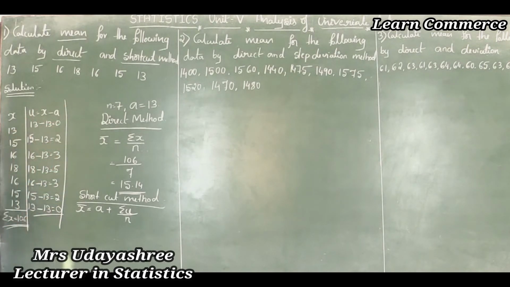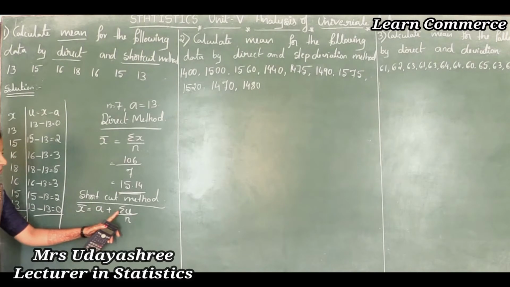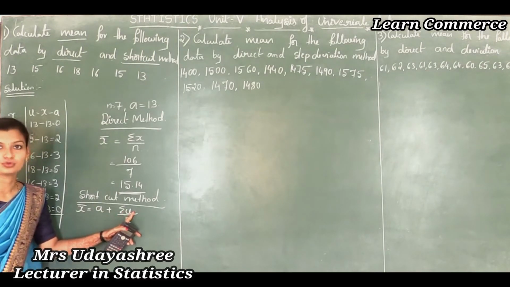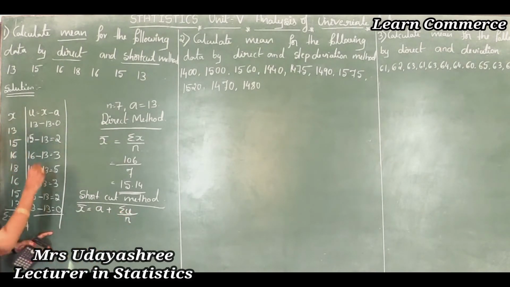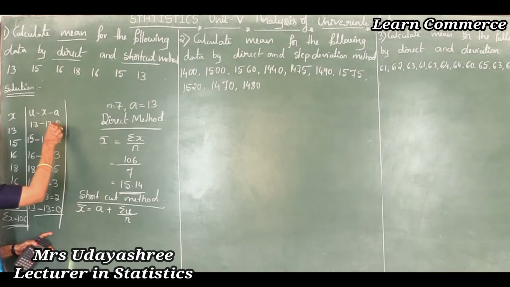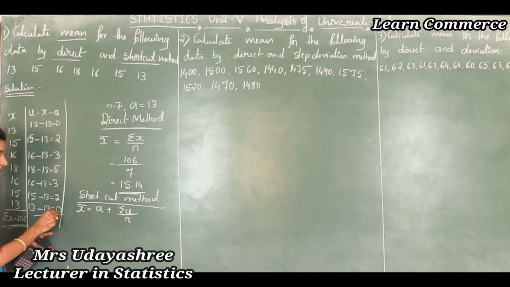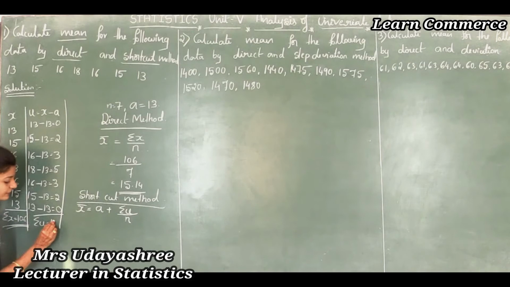Based on the formula we need to find the sum of U. So how to calculate the sum of U? If I add all these U observations, then I will get the sum of U. So the sum of U is 0 plus 2 plus 3 plus 5 plus 3 plus 2 plus 0, that is 15. So here we got the sum of U as 15.